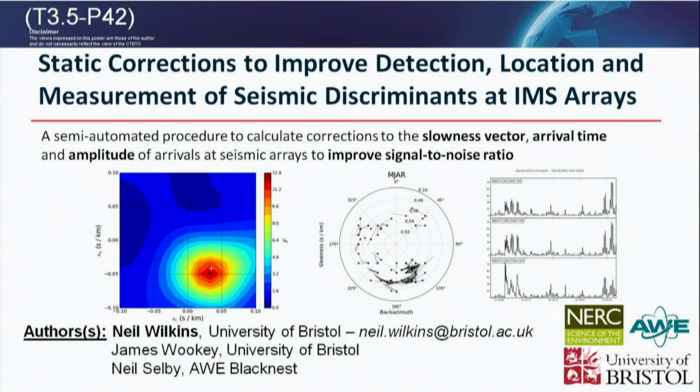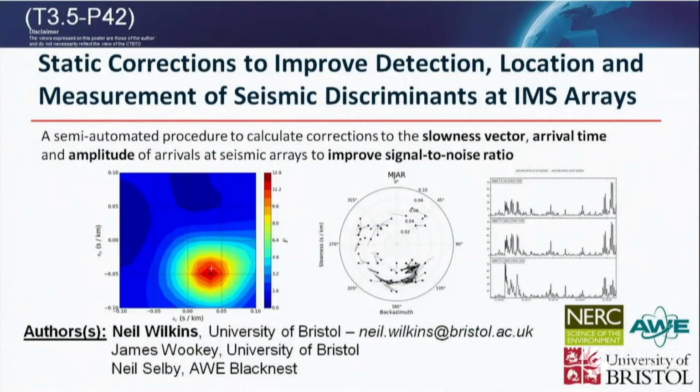I've got a poster presenting some work I've been doing developing some corrections for IMS seismic arrays. The first sort of correction are corrections to the slowness and azimuth, and the second are static corrections to the arrival time and the amplitude. I demonstrate some improved signal-to-noise ratio at some earthquakes recorded at IMS arrays. So if you're interested in that, please come and visit my poster.